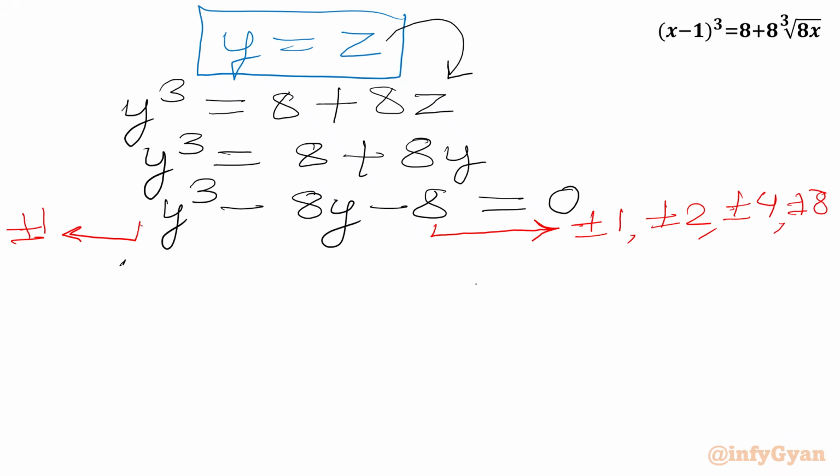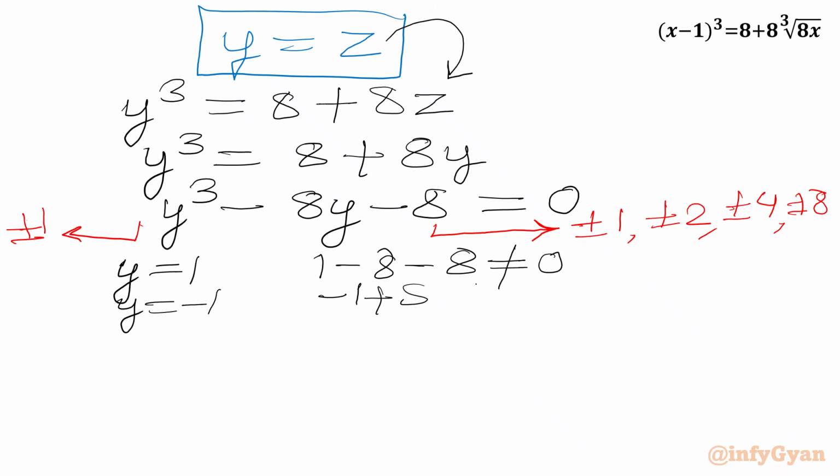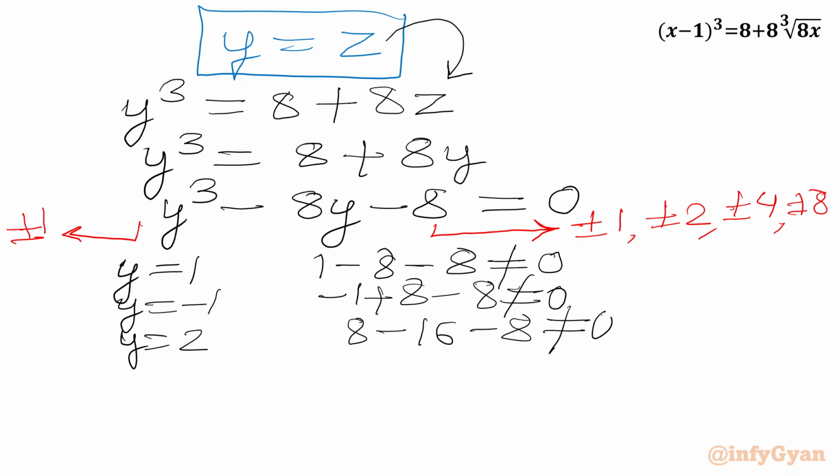In that series, if I will plug in y equal to 1, will it satisfy our equation? Let's check. 1 minus 8 minus 8. Is it equal to 0? No. If I will plug in y equal to negative 1, minus 1 plus 8 minus 8. This is not equal to 0. If I will put y equal to 2, we are going to write 8 minus 16 minus 8. Again, it's not satisfying. If I will put y equal to minus 2, minus 8 plus 16 minus 8.